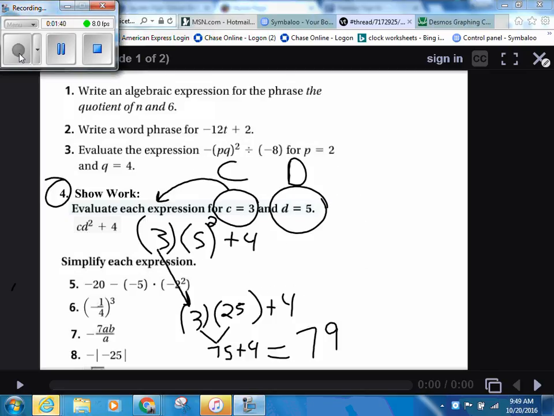Number 4, substitution. Plugging the C and the D into the original equation, put parentheses around it. Remember to square the 5. You have 2 parentheses next to each other. You need to multiply and get 75, and then add 4.